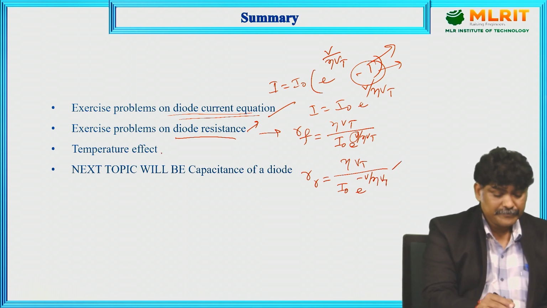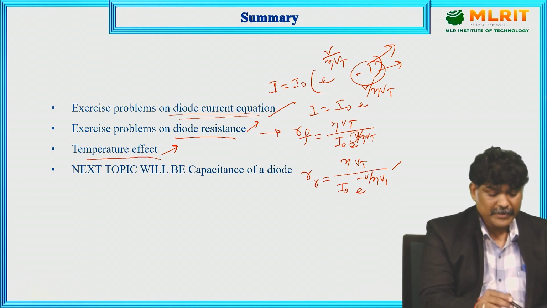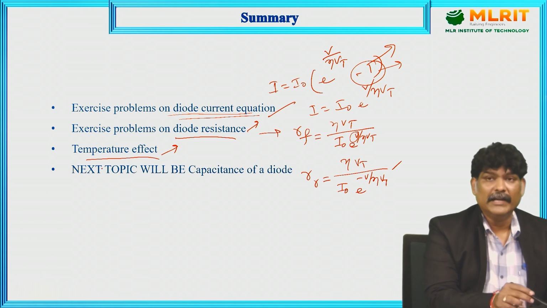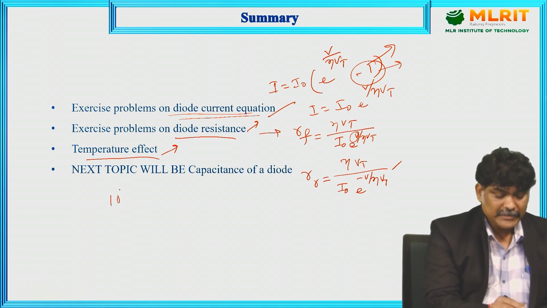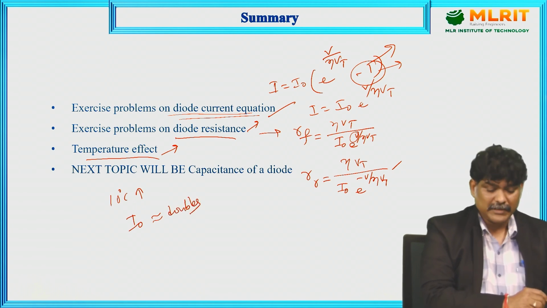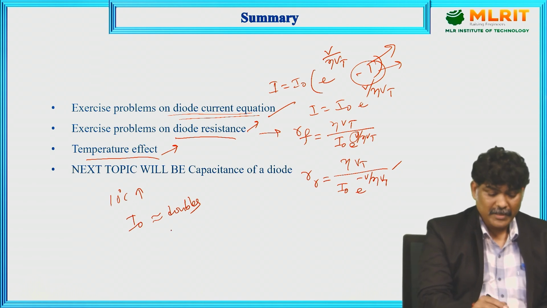Then today we discussed the temperature effect on the diode. So what is the temperature effect? For every 10 degrees rise in temperature, the reverse saturation current doubles, and hence I naught 2 can be calculated after increasing the temperature: I naught 1 into 2 to the power T2 minus T1 by 10.